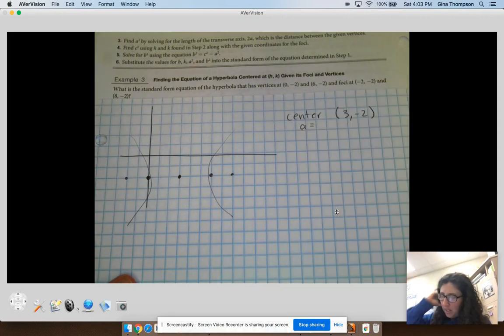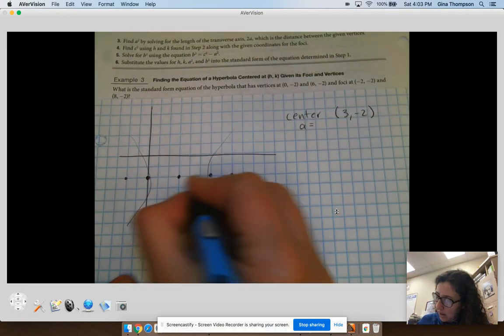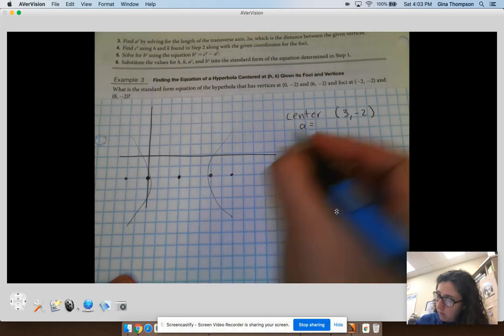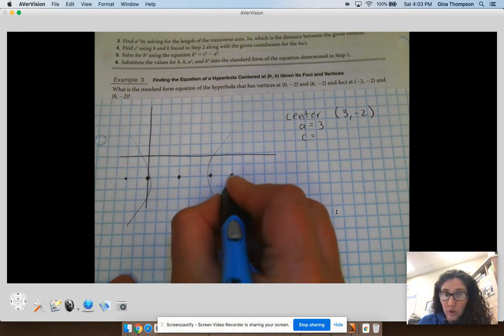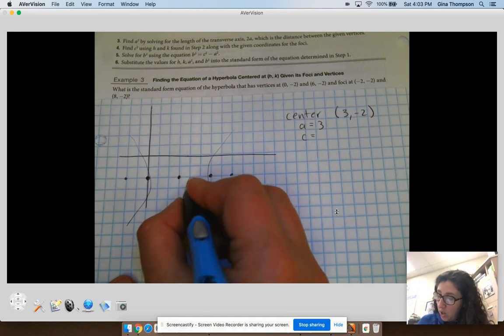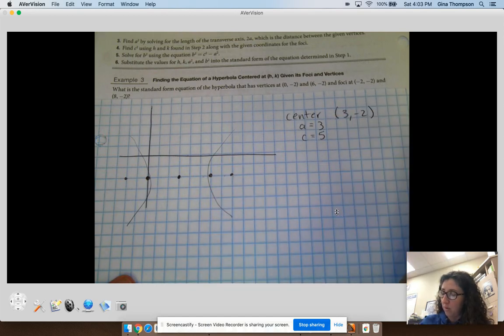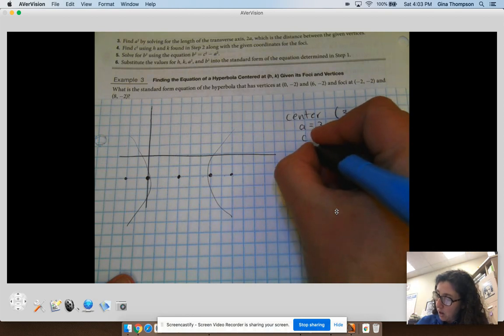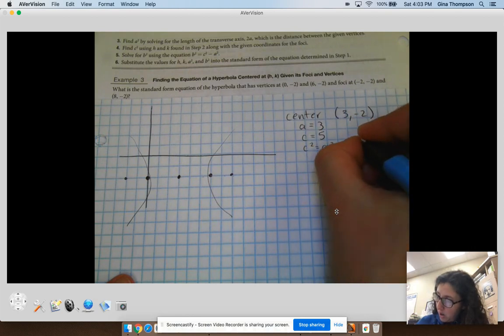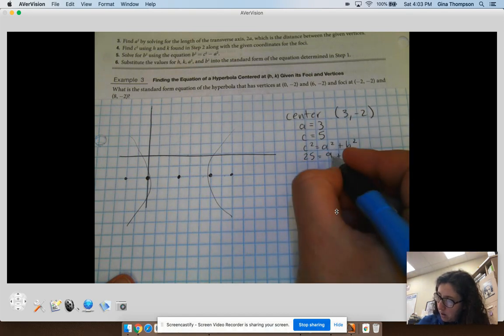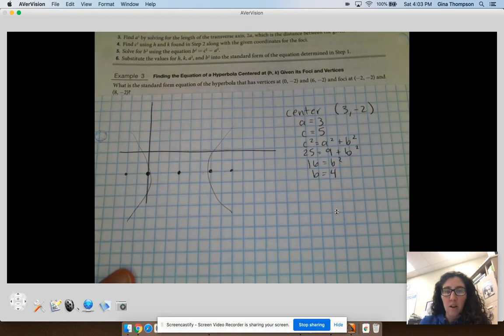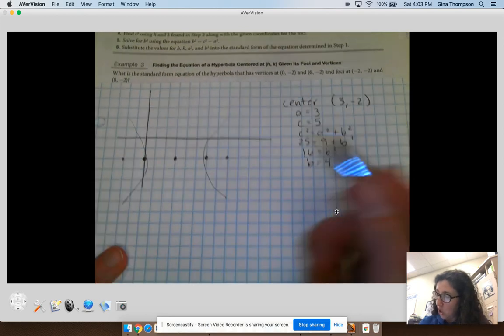Our A value is the distance from the center to one of the vertices. So that's 3, right? And our C value is the distance from the center to the foci, or focus point. 1, 2, 3, 4, 5. So C is 5. So if that's the case, we can figure out what B is, right? C squared equals A squared plus B squared. So 25 equals 9 plus B squared. We can subtract, 16 equals B squared. B equals 4. All right, I think we have enough to put it together into an equation.